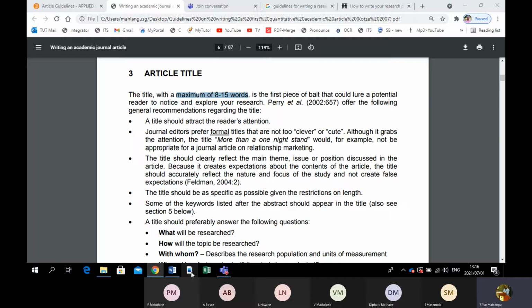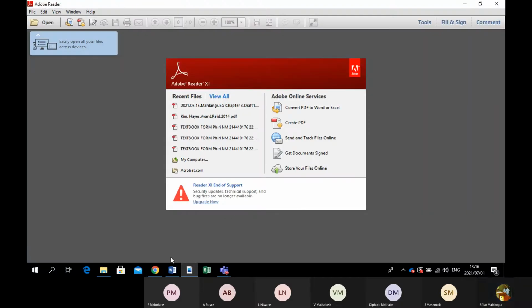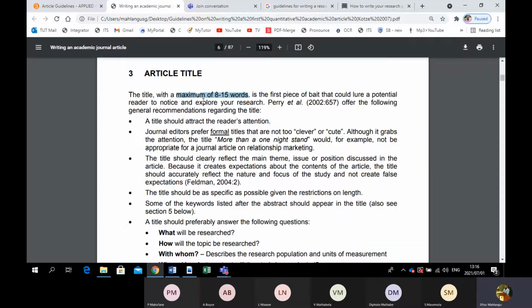If you go back to these guidelines, they talk about many things. For example, they say a title should attract the reader's attention. So let's say you read the title and it does attract the reader's attention.